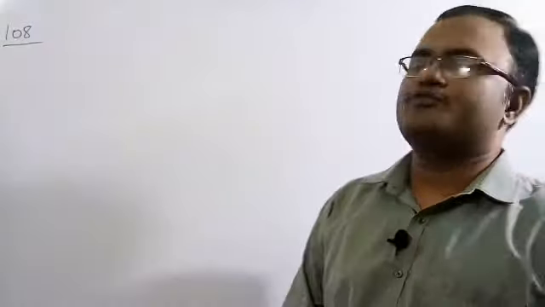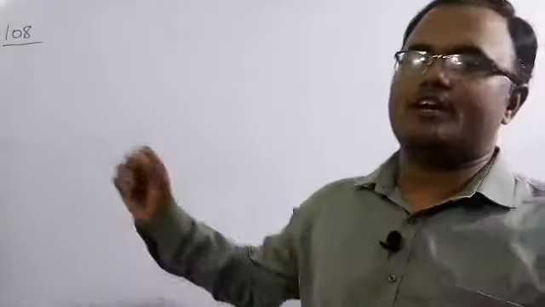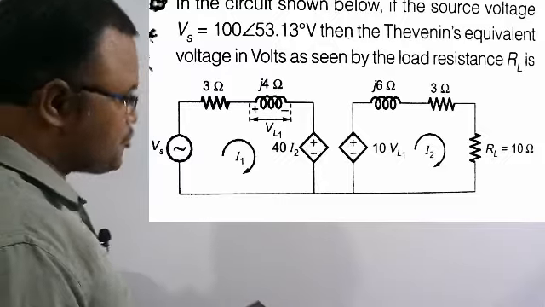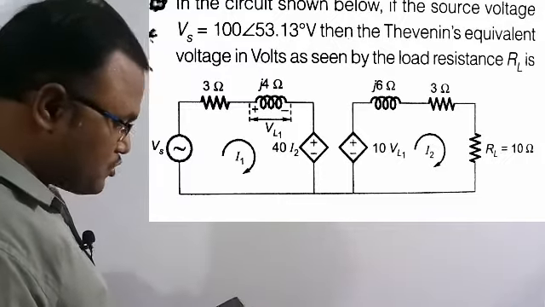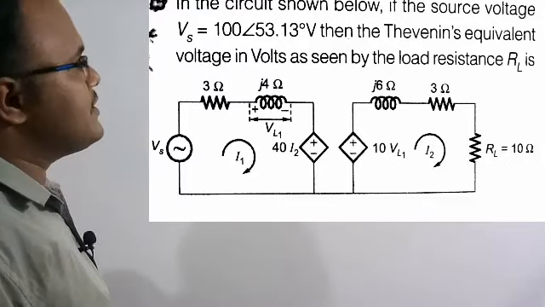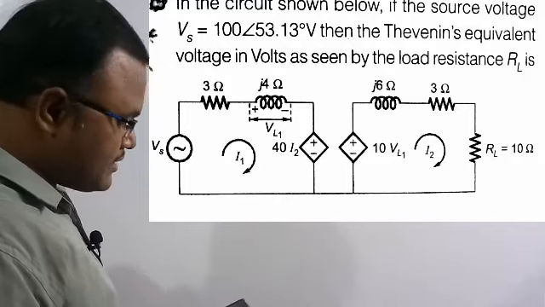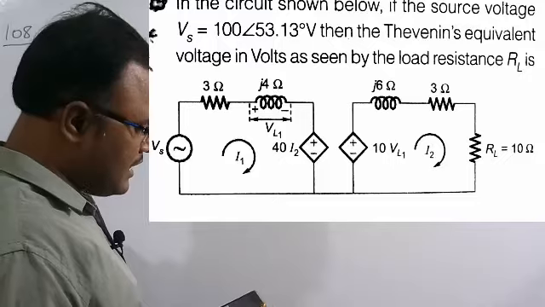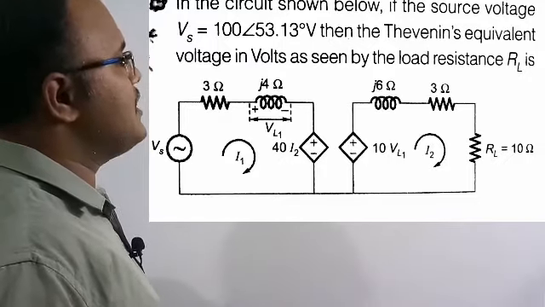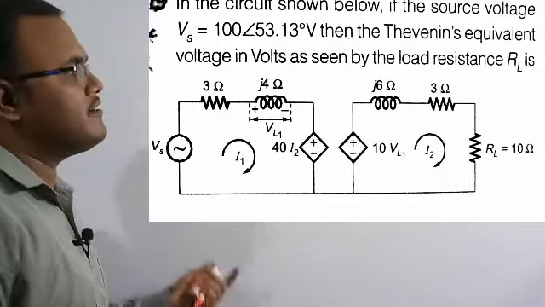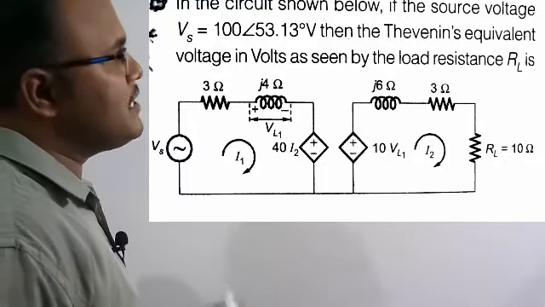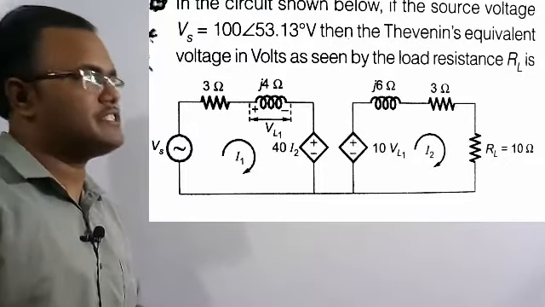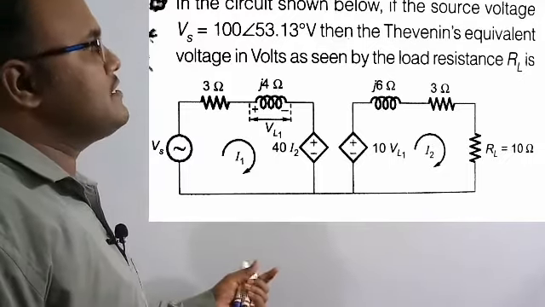Okay, now we will move forward to solve the next numerical. The numerical number is 108. See the question here. The question says that in the circuit shown below, if the source voltage Vs is equal to 100 angle 53.13 degree volts, then find the Thevenin equivalent voltage in volts as seen by the load resistance RL. So in this circuit they have also given the source voltage, and we need to figure out the Thevenin voltage as seen by the load resistance. It is a very simple problem.